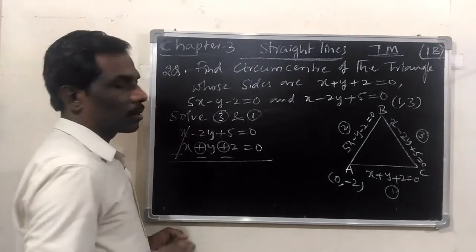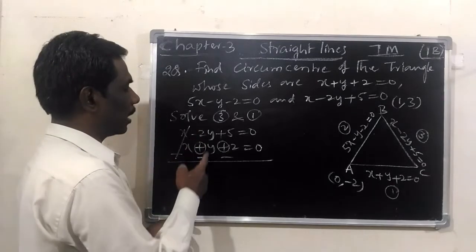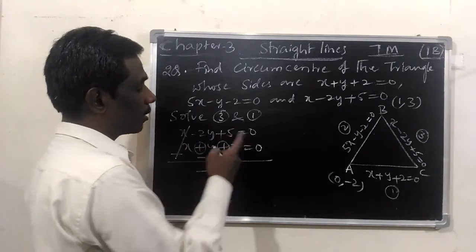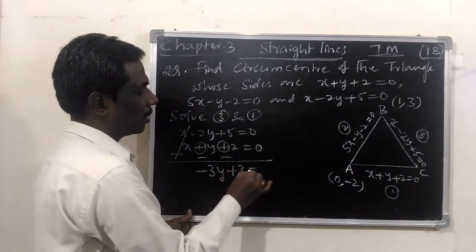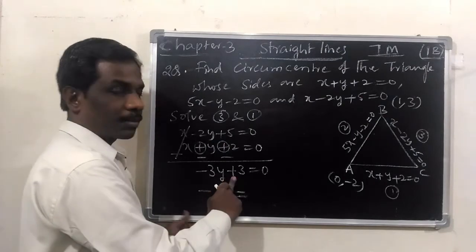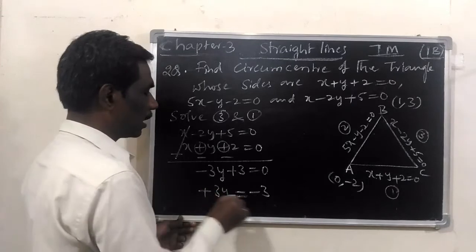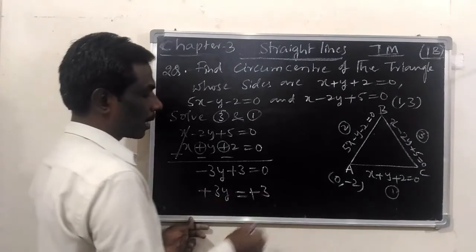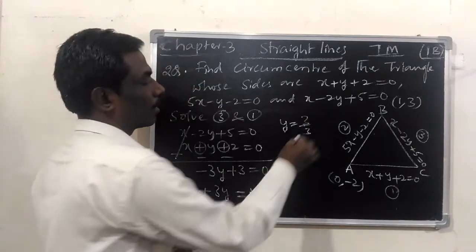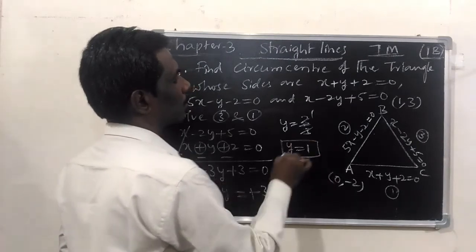The x terms are cancelled, x and minus x. Minus 2y and minus y is minus 3y. Plus 5 minus 2 is plus 3 equal to 0. And write minus 3y as it is. Take this plus 3 to the right side, that is minus 3, and on both sides the minus signs cancel. So we can now write y is equal to 3 by 3. 3 ones are 3. So y is equal to 1.